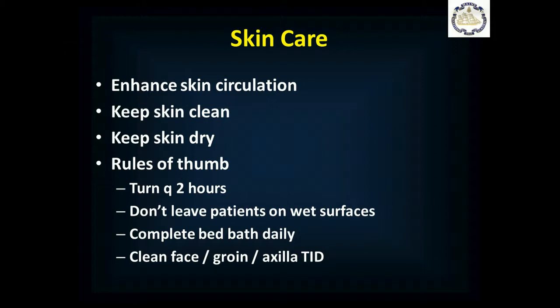And things that are going to help you do this: turn the patient every 2 hours if they're unresponsive. That will also actually help with venous return in the legs, so that decreases your chance of a DVT and a pulmonary embolism. Don't leave patients on wet surfaces. If the bed is wet from sweat, from urine, because the patient spilled a cup of water, change the bed.